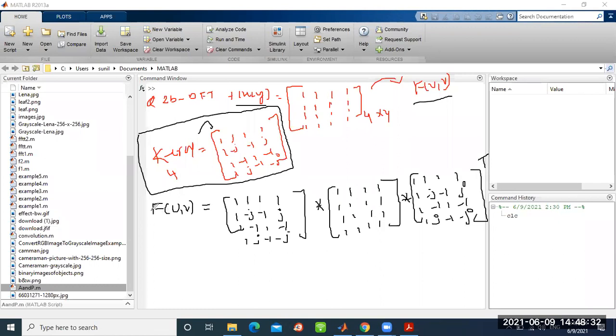So how are we finding f of uv, that means the frequency domain? It's nothing but the formula we discussed: kernel into your f of xy, into your transpose of kernel. Fine. So what will be the answer? Can anyone tell me the answer? What will the answer be when you multiply these three matrices? What will be the resultant matrix? It will be 4 cross 4, no doubt, because all are 4 cross 4.